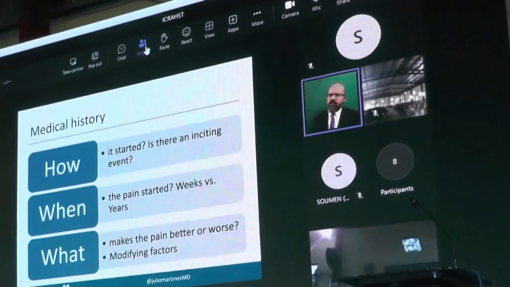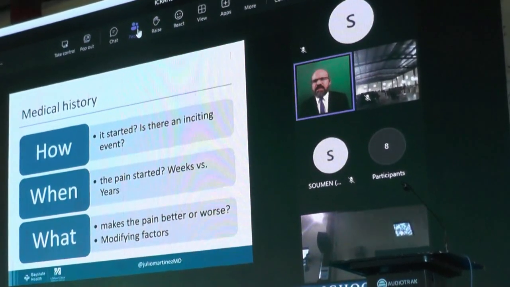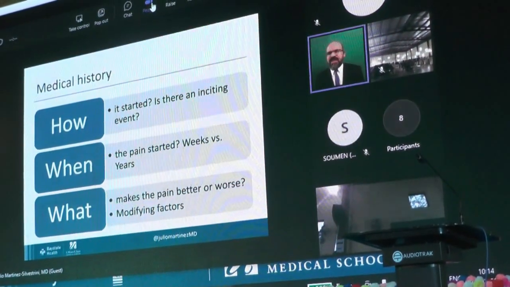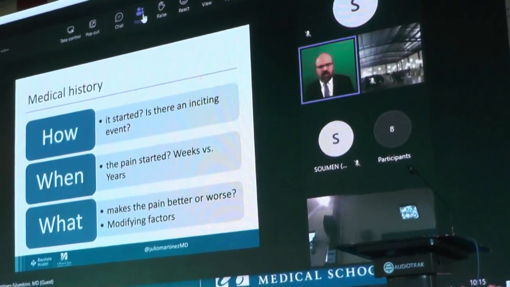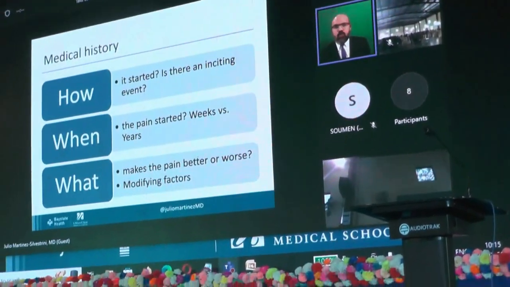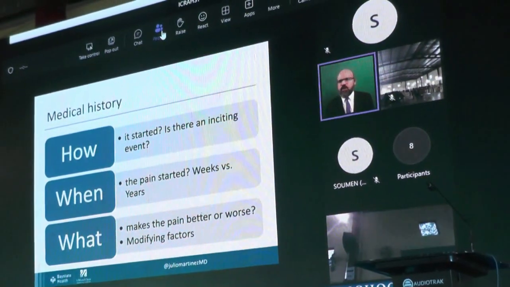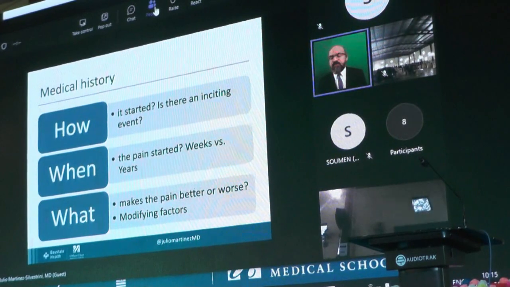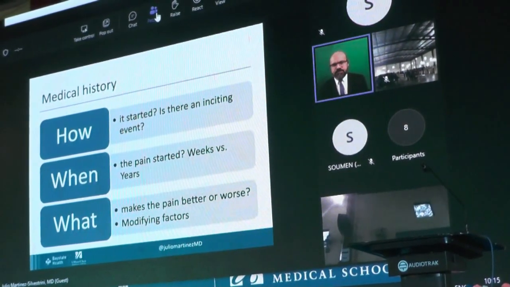Now, one of the first things that we want to do when we see patients with back pain is try to know how it started. Was there a specific injury that caused this back pain? Was this patient, for example, lifting a heavy object, or did they just turn in bed the wrong way? Also important to know when the pain started. It wouldn't be the same if I have a patient that has back pain for 2 weeks versus someone that has back pain for 20 years.